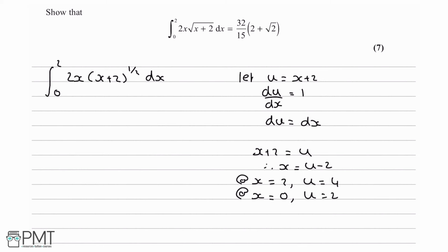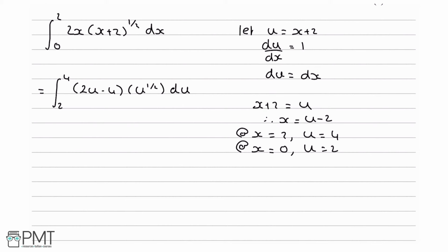So what I'm going to do now is plug in all what we've done. The integral, so the bottom limit is 2 and the top limit is 4. 2x is 2 times u minus 2, so it's going to be 2u minus 4, times x plus 2 to the half. Well, x plus 2 is u, so it's going to be u to the half. And then it's going to be du, like this.